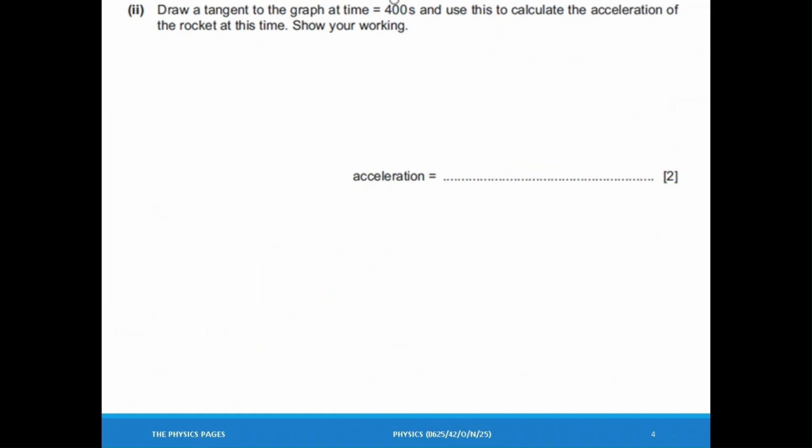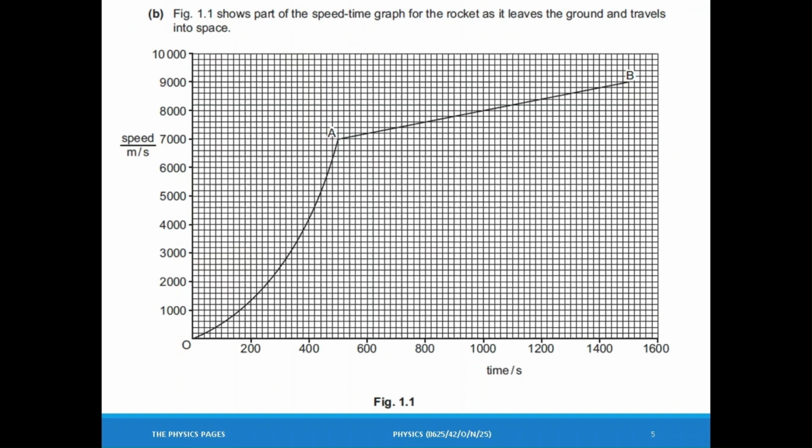Part 2, draw a tangent to the graph. You know the tangent is a line that touches the graph at one point, at the point 400 second, and is used to calculate the acceleration. As I mentioned in the previous part, the gradient of the graph gives us the acceleration. So this is our graph.